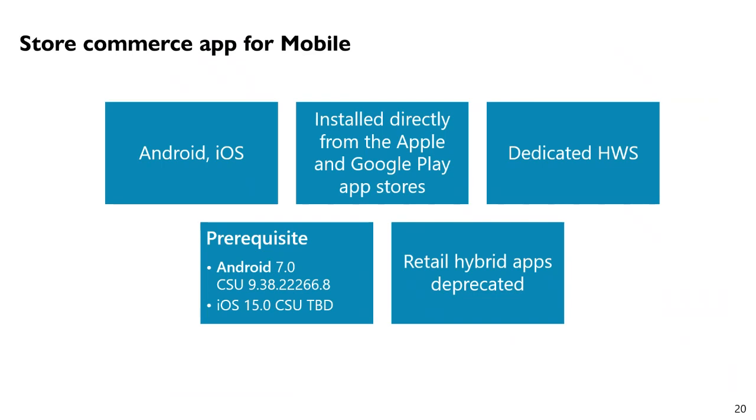The Store Commerce mobile apps use the same topology as the Store Commerce app for Windows when it's deployed in the hybrid mode. The shell application model enables the Store Commerce app to support a dedicated hardware station for direct integration with a payment terminal, printer, and cash drawer. You don't have to set up a shared hardware station to use hardware devices. To update a Store Commerce mobile app, just as in hybrid mode, update the CSU. The minimum Android version is 7.0 and the minimum iOS version is 15.0.